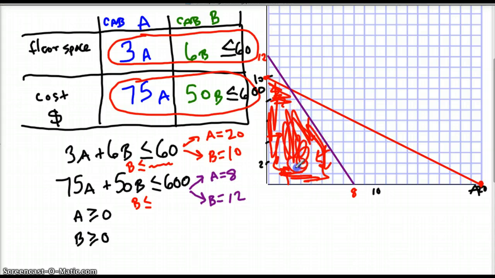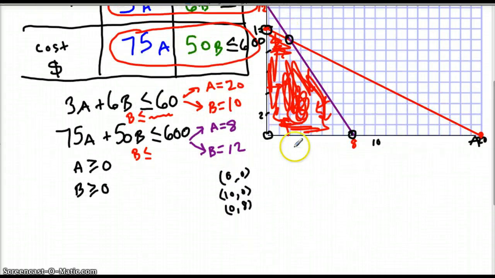Okay, so that is our feasible region, and we now have this point, this point, this point, and this point. Okay, so we have 0, 0. We have 10, 0. We have 0, 8. And we have this point.